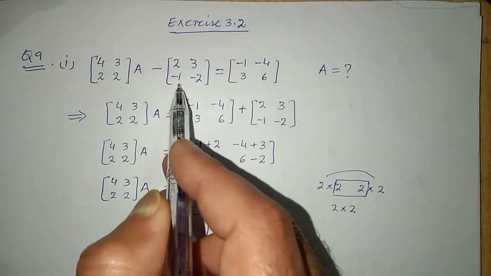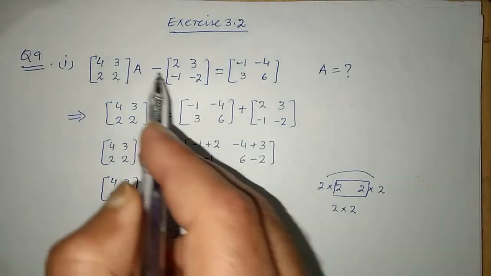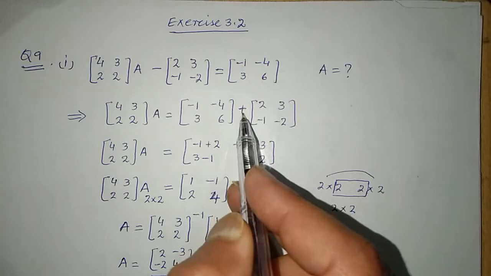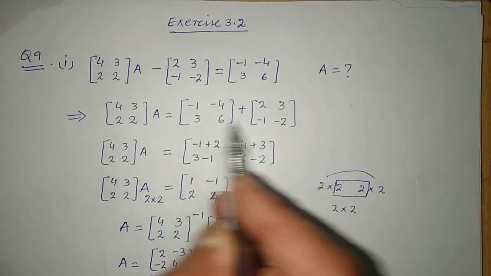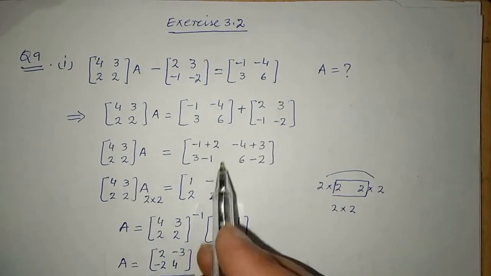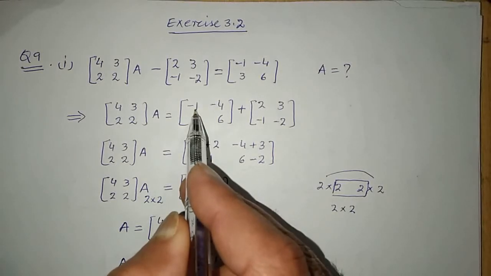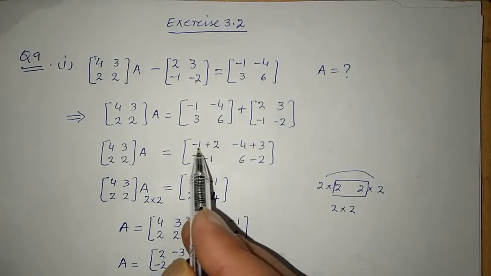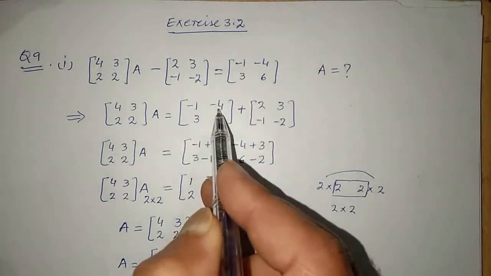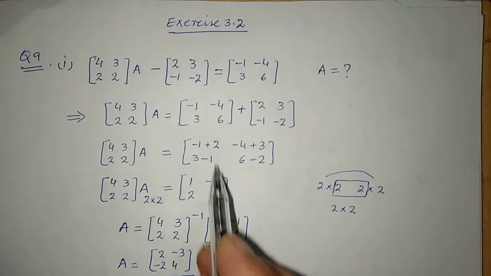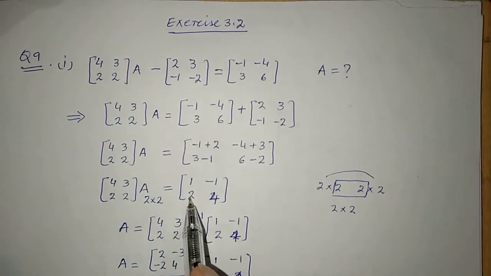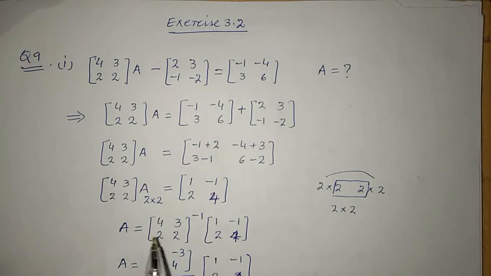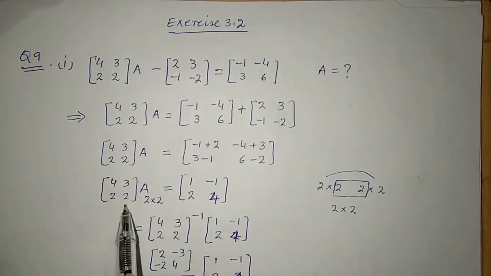Now this matrix is taken to the right, so previously it was minus, and it will become plus. Then adding these two, first entry A11 is added with A11, so minus 1 plus 2 is 1, and then minus 4 plus 3 is minus 1, and 3 minus 1 is 2, and 6 minus 2 is 4. Now the right hand side is this.